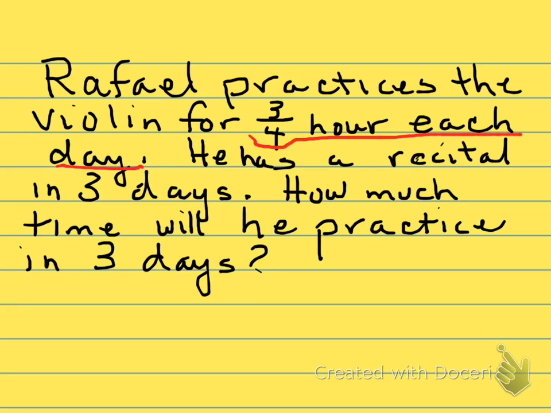I want to go back and underline the information that I think I'm going to need to use. So let's go back. Raphael practices the violin for 3/4 of an hour each day. So I'm going to underline that. He has a recital in 3 days. So I'm going to underline in 3 days. What I want to know is how much time will he practice in those 3 days? That's important. So let's see if we can create a model.